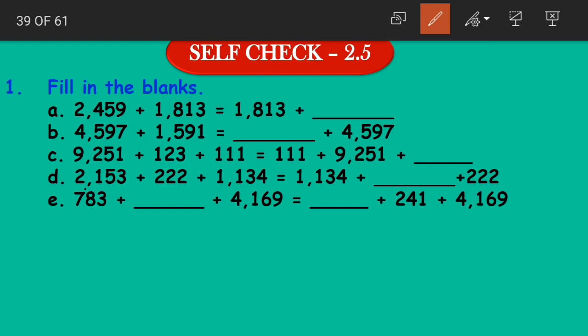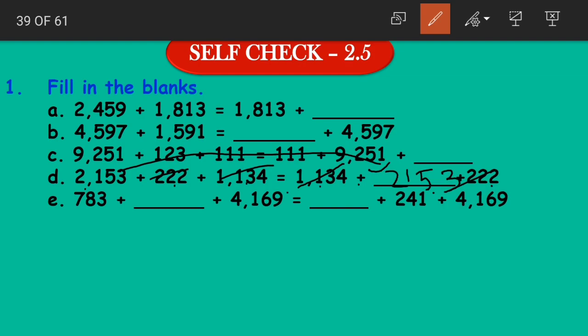Moving on to the fourth question. 2115 plus 222 plus 1134 is equal to 1134 plus dash plus 222. Again, 1134 is on both sides. We have 222 as well. The number missing is 2115. Write it in the blank here. Yes, that will be it.